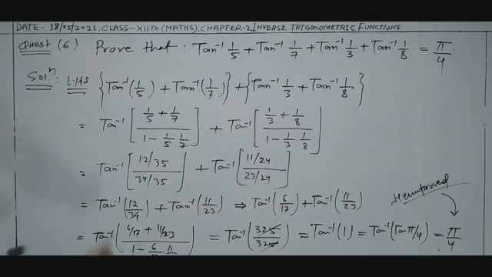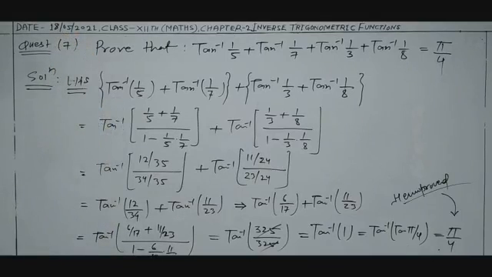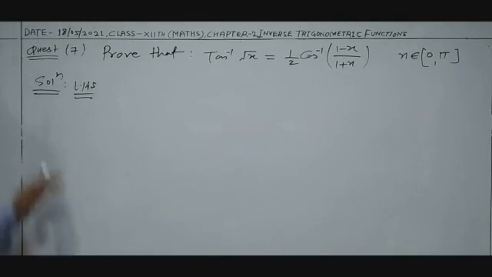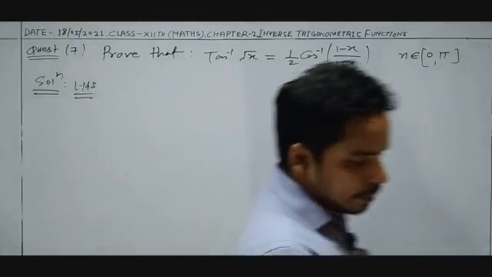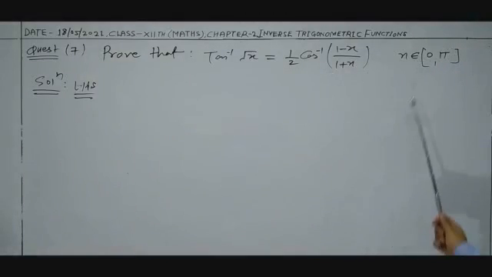Now come to question number 7. Question number 7 is tan inverse root x is equal to 1 by 2 cos inverse of (1 minus x) whole upon (1 plus x). The range is x belongs to 0 to pi.